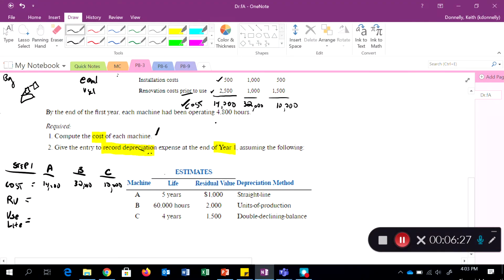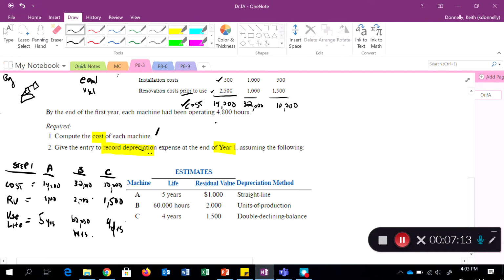We're given the other information over here. So it looks like A has a residual value of 1,000. B has a residual value of 2,000. C has a residual value of 1,500. Useful life, they're giving us some different characteristics here for it. So 5 years, we think this machine's gonna last. The second one, we're saying 60,000 hours. So we think we can run this machine 60,000 hours before it clunks out. And then for the last one, it's 4 years.